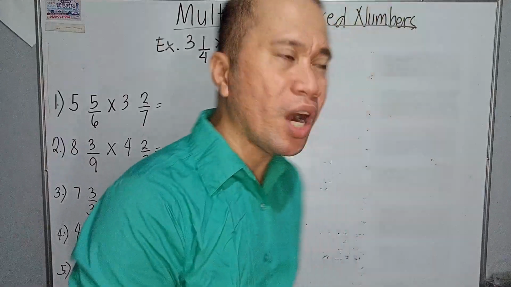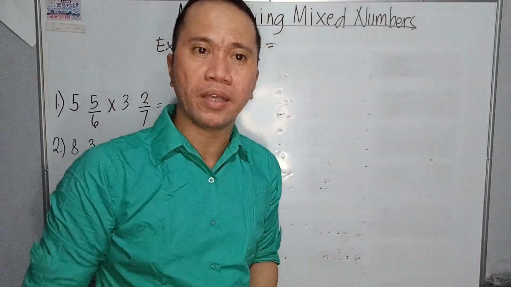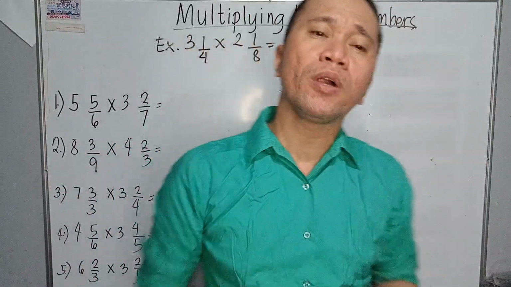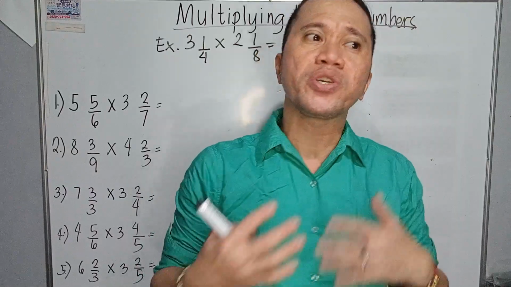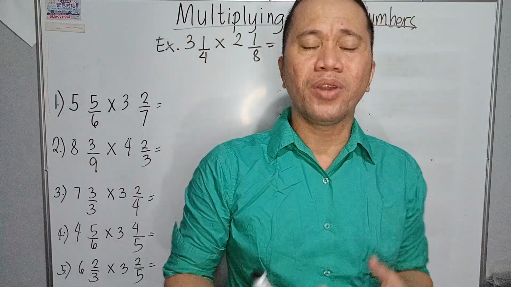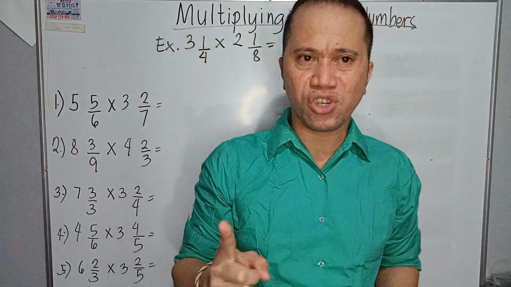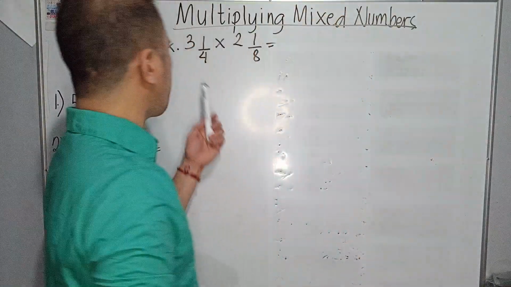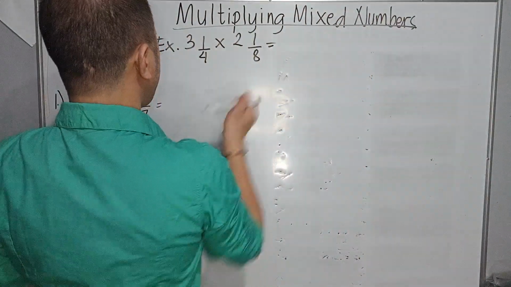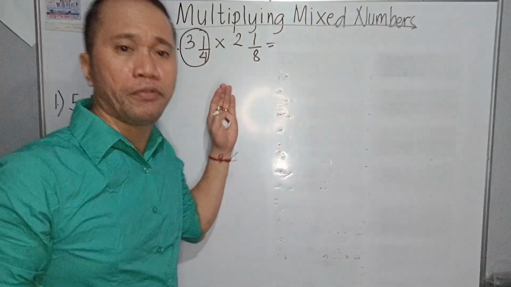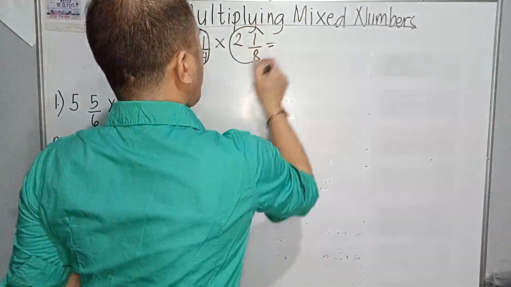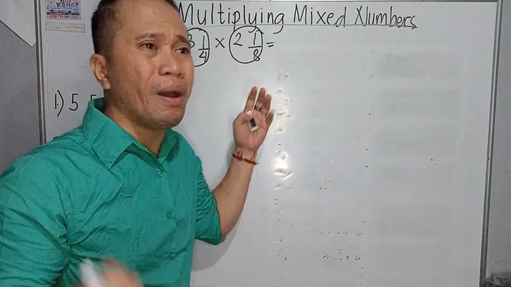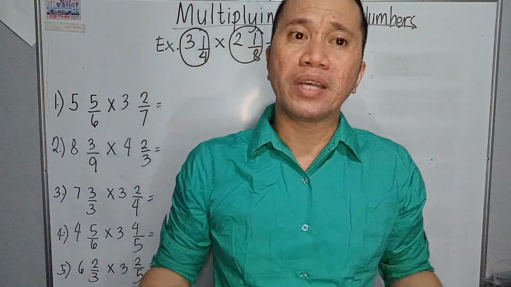Now we're going to proceed to our topic, which is multiplying mixed numbers. When you see multiplying mixed numbers, in order to solve it smoothly, you need to solve first for the first fractions. For example, the given fraction is 3 and 1/4. You are going to solve it first. Then, second is 2 and 1/8. How, teacher Ram? Simple as that.